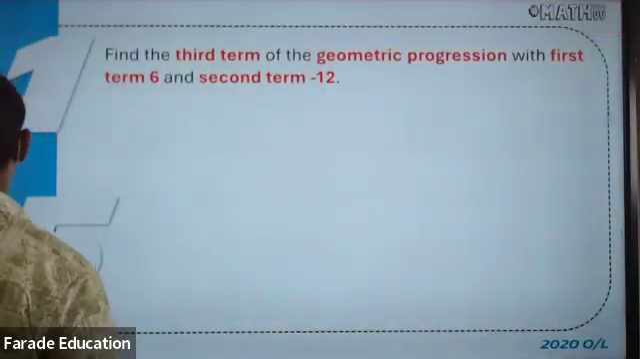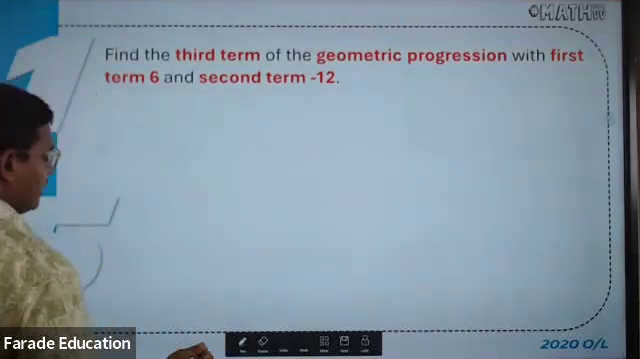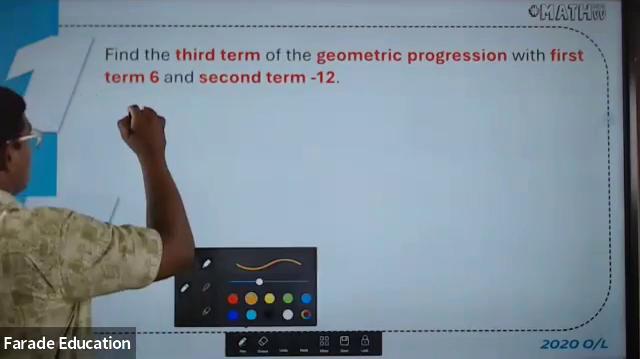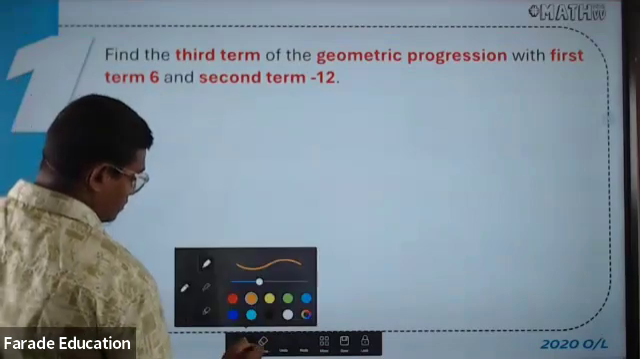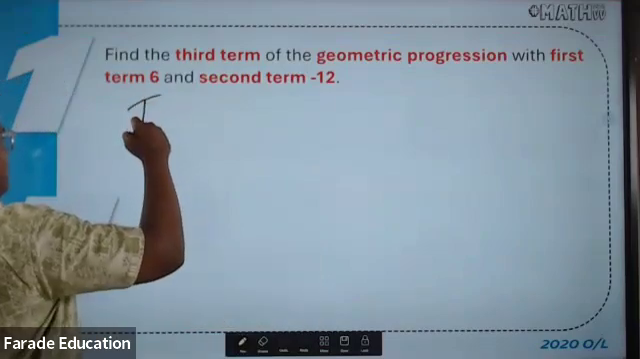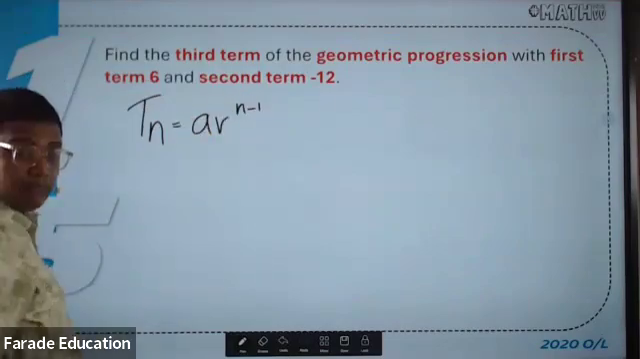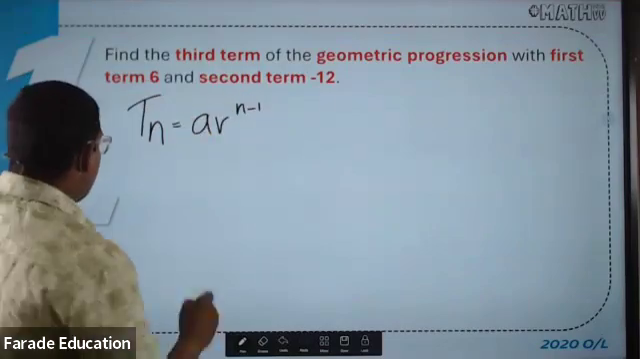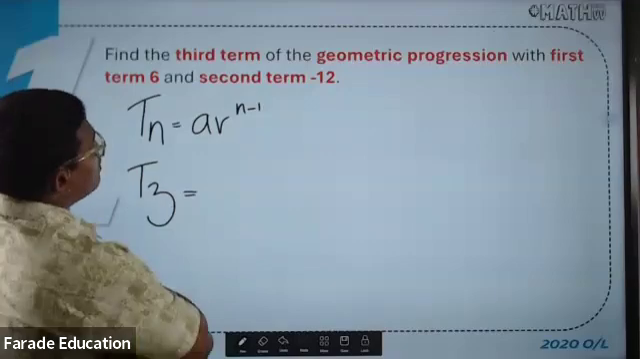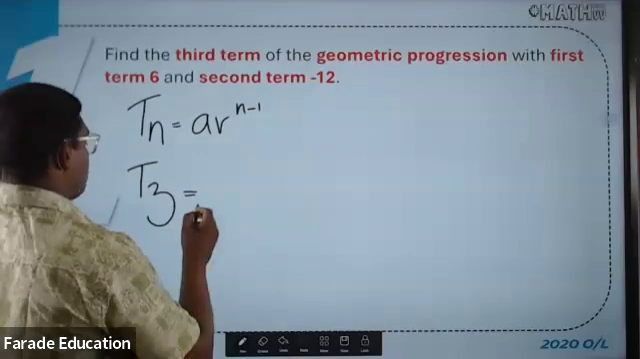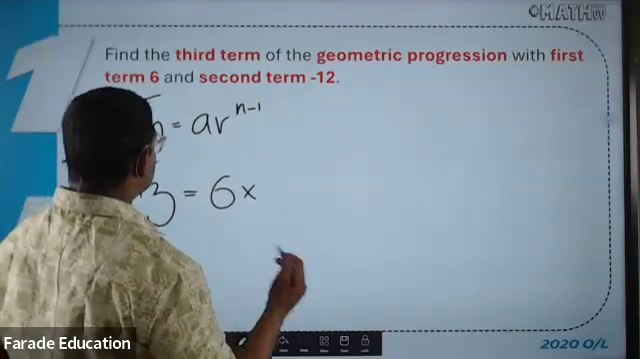So the question says, the third term of a geometric progression. So how do we know? How do you find the term of a geometric progression? Tn equals ar to the power n minus 1. This is the one. Okay. So they are talking about the third term, T3. The third term of a geometric progression with the first term 6 and the second term minus 12. Find the third term.